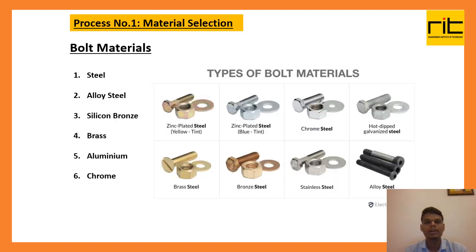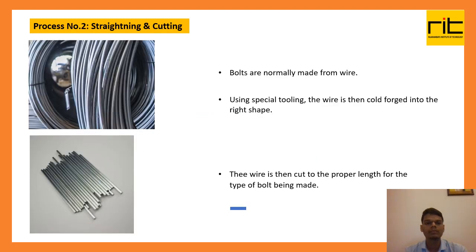Process number 1, material selection. As per the requirement of the bolt, the material is selected, and those materials are steel, alloy steel, silicon bronze, brass, aluminum, chrome. Process number 2, straightening and cutting. Bolts are normally made from wire. Using special tooling, the wire is then cold forged into the right shape. The wire is then cut to the proper length for the type of bolt being made.